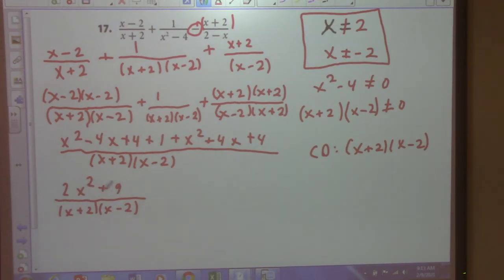Is this factorable any farther in the numerator here? No, it's not. So is this the end of our road? So x cannot equal plus or minus 2. So that'll be it, right? And you know what I'm going to do, don't you? I will, but I'm going to check the book. This is the moment where it's like, oh ye of little faith.